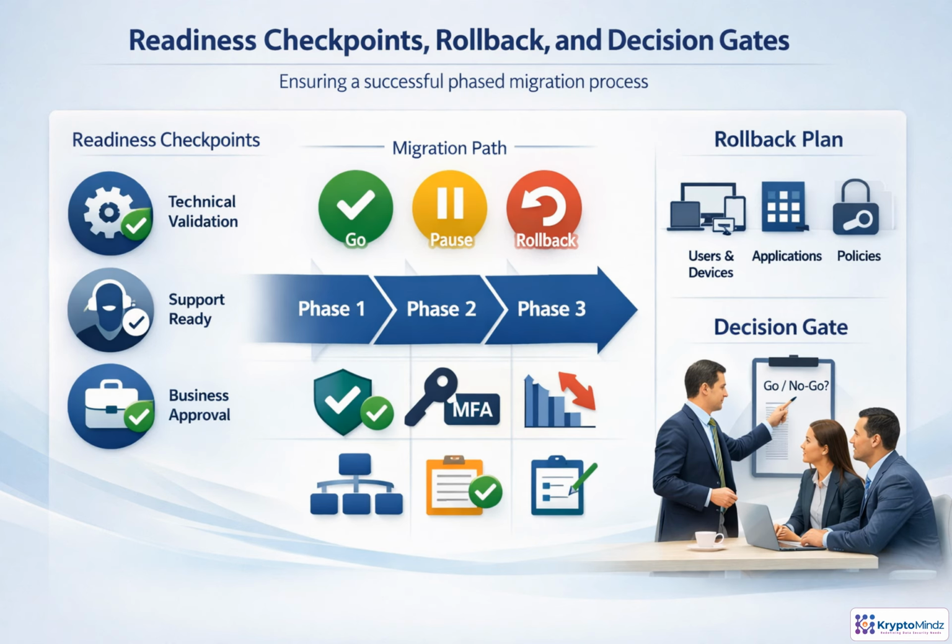Phased migration should not rely on optimism. Before each phase, define what ready means. Identity checks pass, devices enroll correctly, key applications work, support teams are prepared, communications are sent, and business owners approve. Use measurable checkpoints such as sign-in success, MFA completion, app access validation, and ticket volume. If results are green, proceed. If they are yellow, pause and remediate. If they are red, use the planned rollback path for users, devices, apps, or policies. Clear owners and go, no-go criteria make decisions fast and defensible.